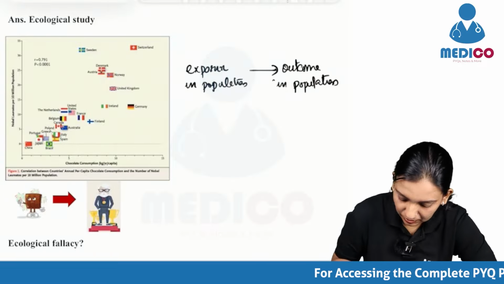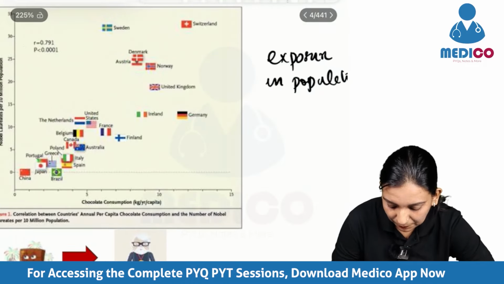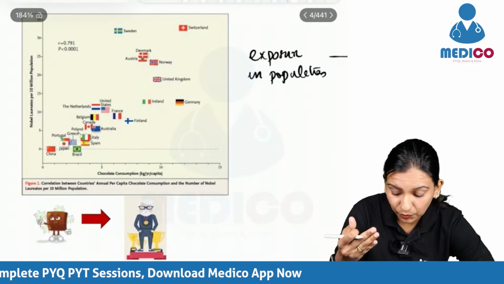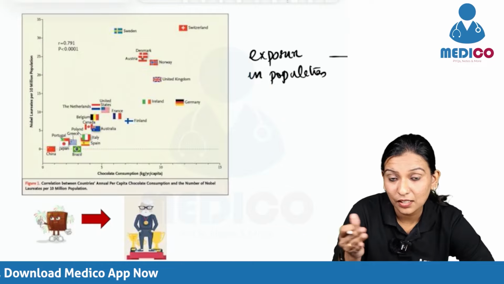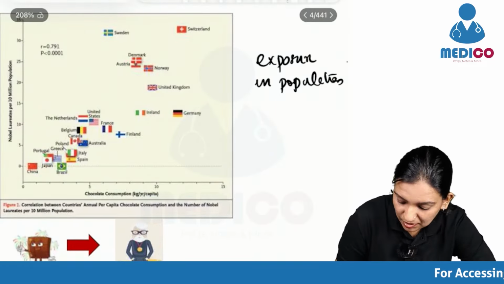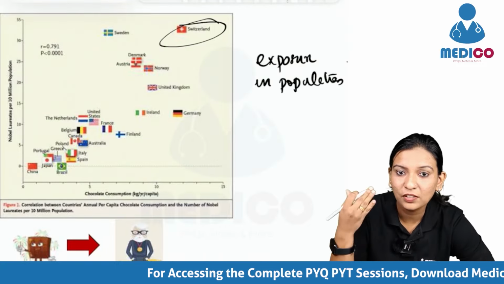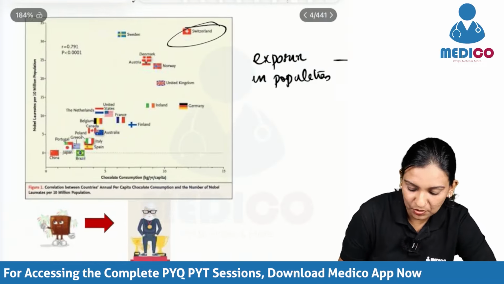For example, here's an example of an ecological study. What they did is they compared the chocolate consumption with the number of Nobel Prize winners within countries. Okay, so it was found that among all the countries, Switzerland had the highest chocolate consumption as well as the highest number of Nobel Prize winners. So that was the inference they made.